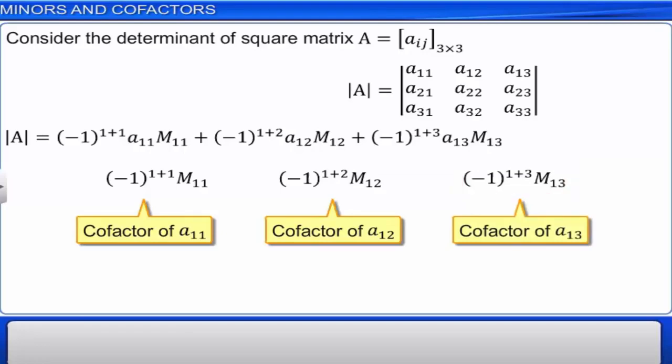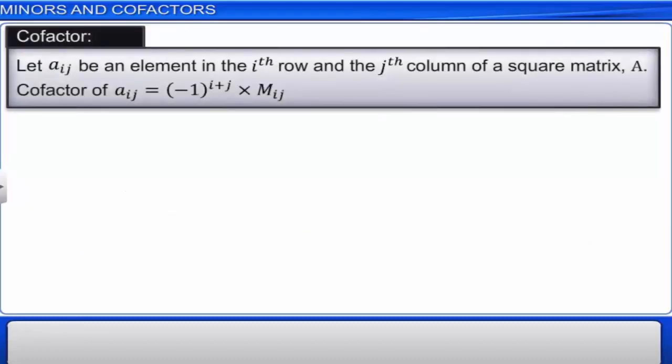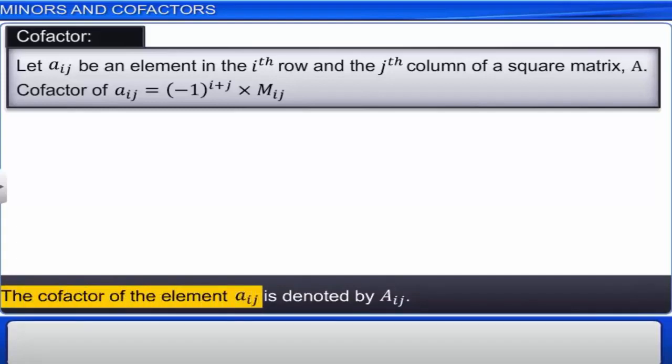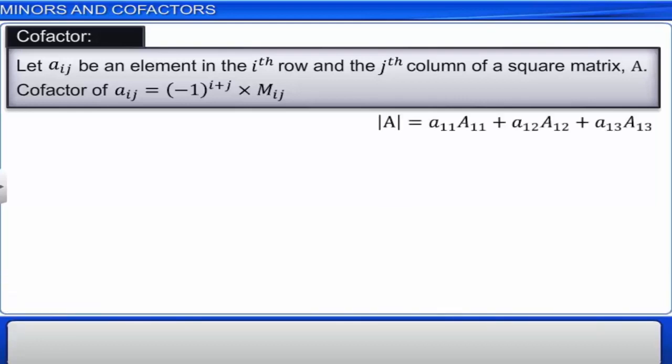Let's now define cofactors in mathematical terms. Let Aij be an element in the ith row and the jth column of a square matrix A. The product of (-1) raised to the power of i plus j and the minor of Aij is called the cofactor of Aij. The cofactor of the element Aij is denoted by capital Aij. So, in terms of cofactors, the expansion of the determinant of A can be written as the sum of the products of the elements of the first row with their corresponding cofactors.